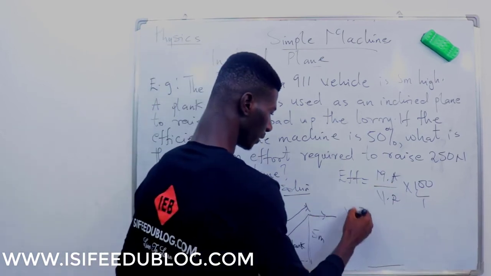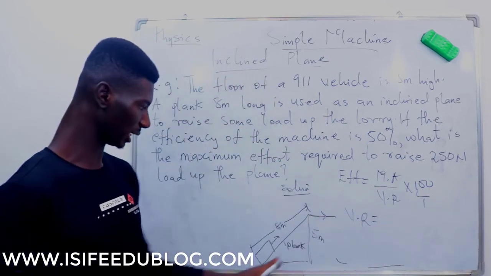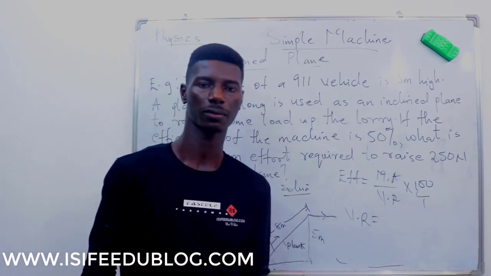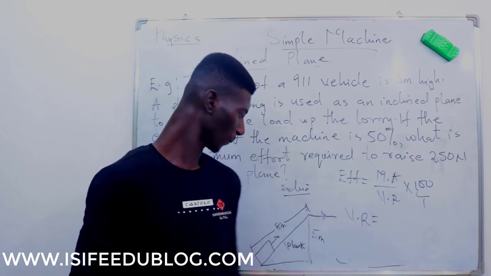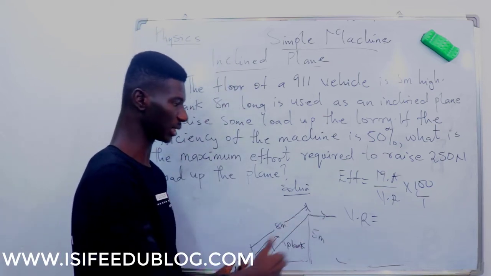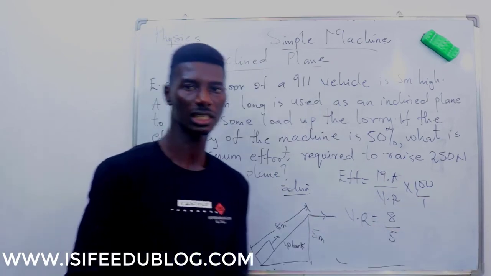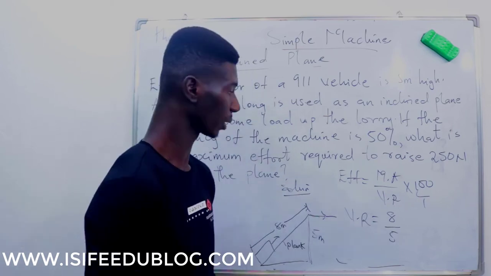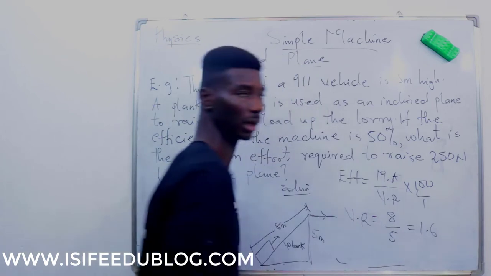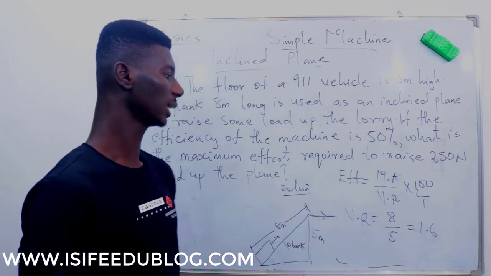What is the velocity ratio of an inclined plane? In this particular question, the angle the plank makes with the ground is not given. Therefore, we cannot make use of 1 over sine theta. We are making use of distance moved by the effort, which is 8, over distance moved by the load, which is 5. So 8 divided by 5 will give us 1.6. Remember, it has no unit. Now we have gotten the velocity ratio.